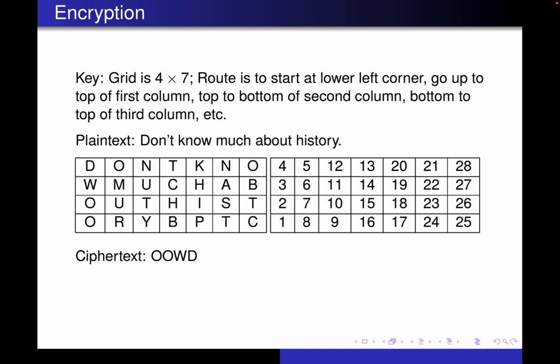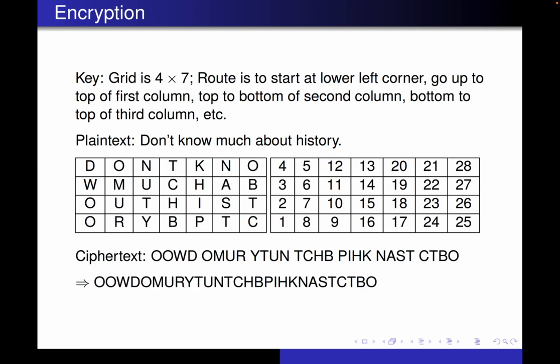For the next 4 letters, you go over to the second column on the top and work your way down to the bottom. That is OMUR. Then you go to the third column, work your way bottom to top, YTUN. On the fourth column, you work from the top to the bottom, TCHB. The fifth column, you go from the bottom to the top, that's PIHK. Are we on the sixth column now? We go from top to bottom, NAST. And then in the last column, you go bottom to top, CTBO. And then you just smash those together, and there's your ciphertext.